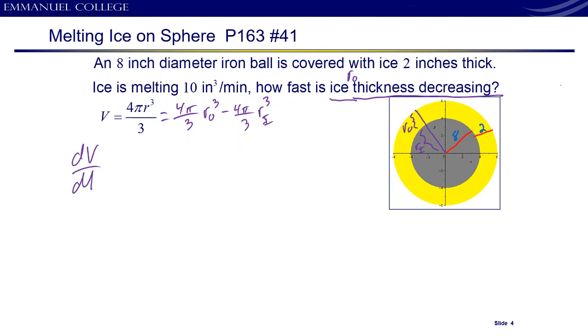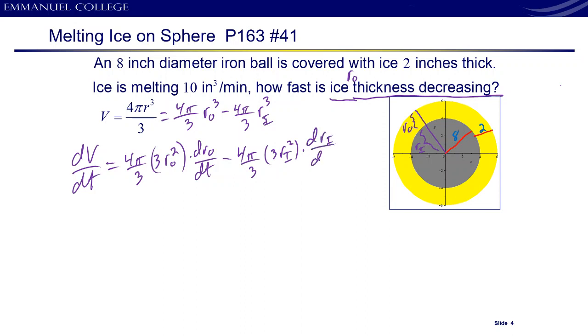So dV/dt is equal to 4 pi thirds, that's not going to change, times 3 R0 squared. Because remember, R0 is our outer radius, I shouldn't say R naught, that makes it sound like a constant. And then times dR0/dt, minus 4 pi thirds, and then times 3 Ri squared times dRi/dt.